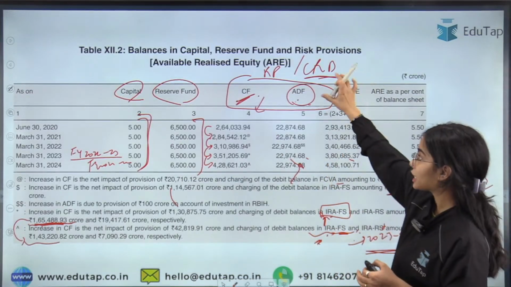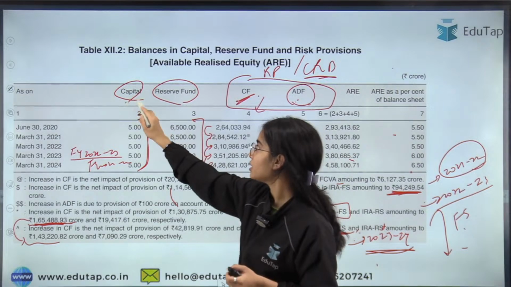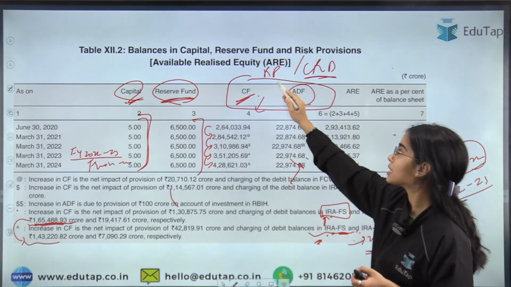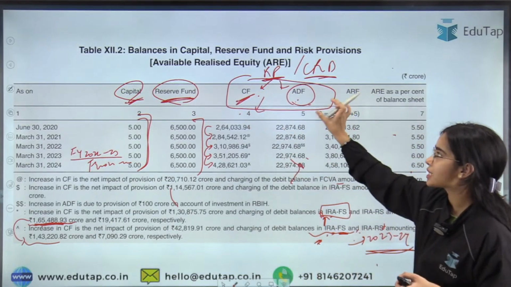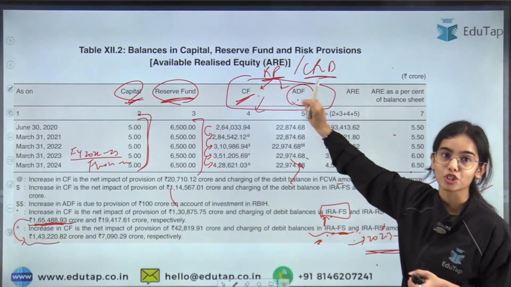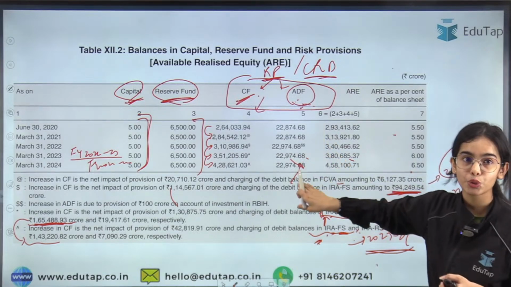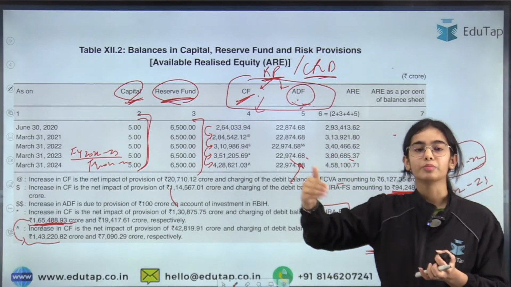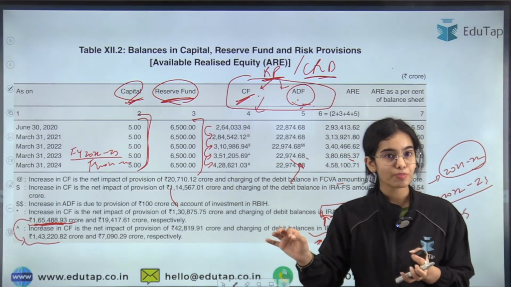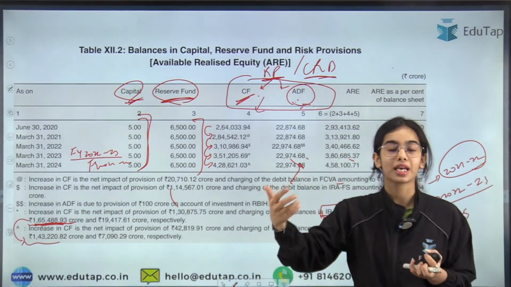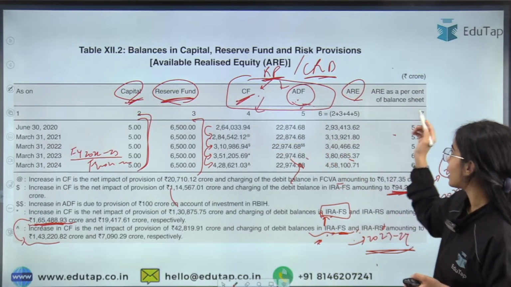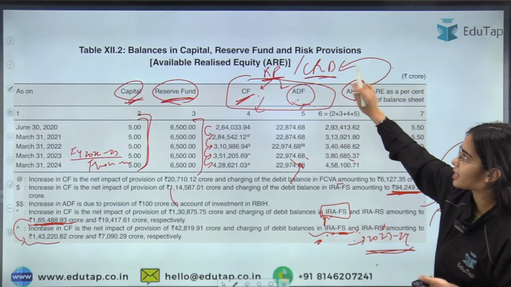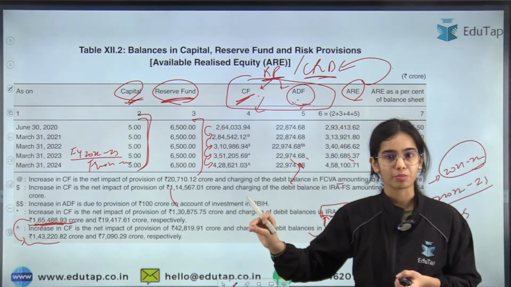And in the contingent risk buffer, we have the capital, the reserve fund, and the risk provisions. In the risk provisions, there is a contingent fund and there is the asset development fund. The asset development fund is used for the development of the subsidiaries of the Reserve Bank of India, such as DICGC, RBIH and such. ARE is the total, the money that is being kept for the contingent risk buffer. I hope this is clear.